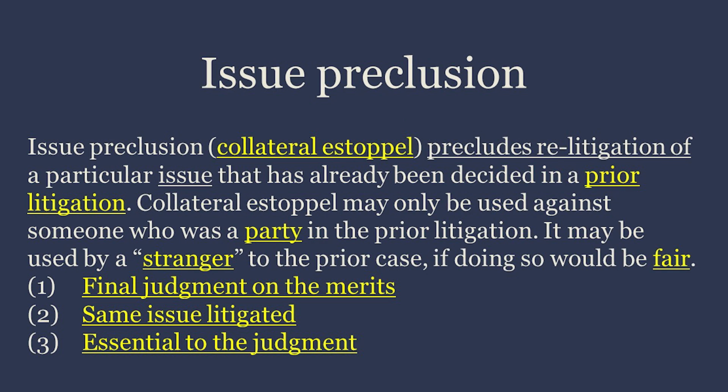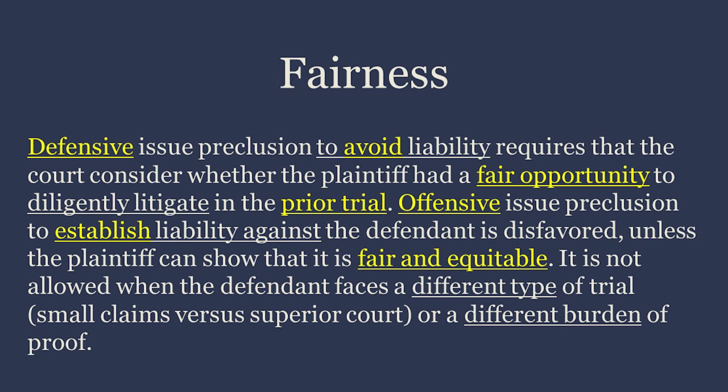Issue preclusion. Collateral estoppel. Precludes relitigation of a particular issue that has already been decided in a prior litigation. Collateral estoppel may only be used against someone who was a party in the prior litigation. It may be used by a stranger to the prior case, if doing so would be fair. 1. Final judgment on the merits. 2. Same issue litigated. 3. Essential to the judgment. Fairness.